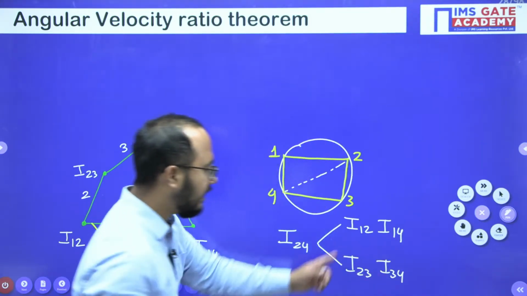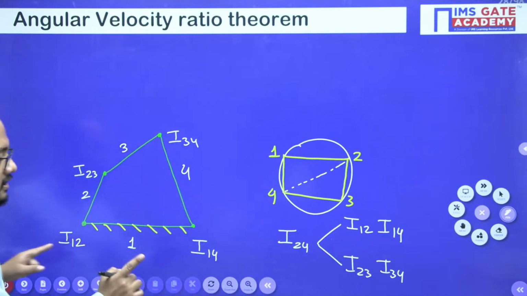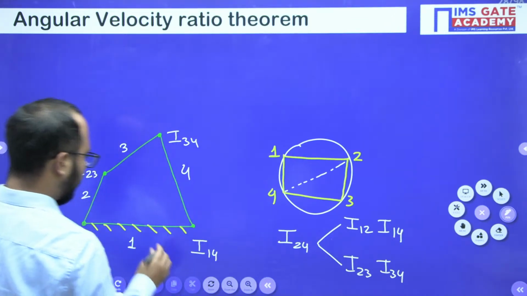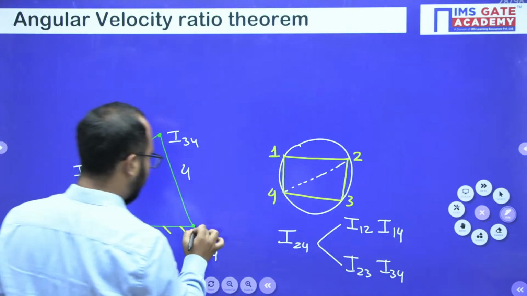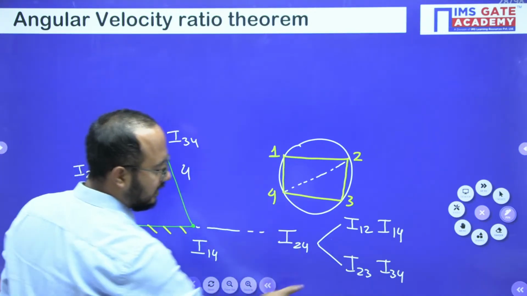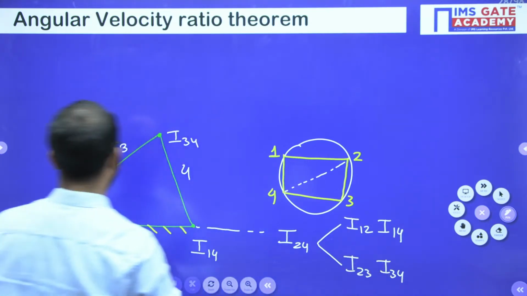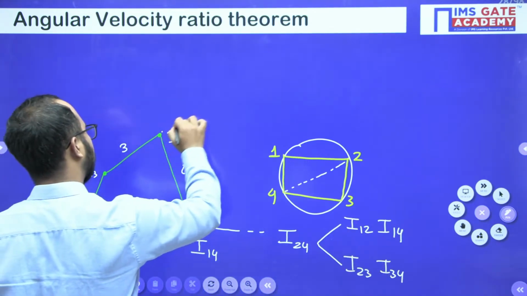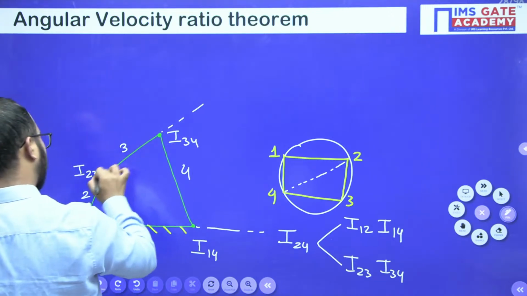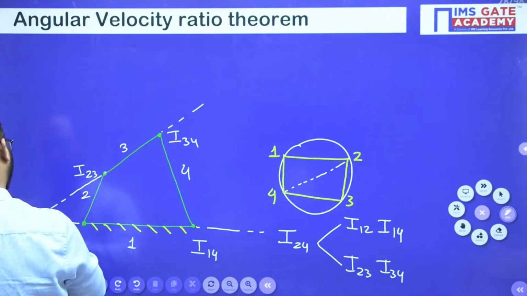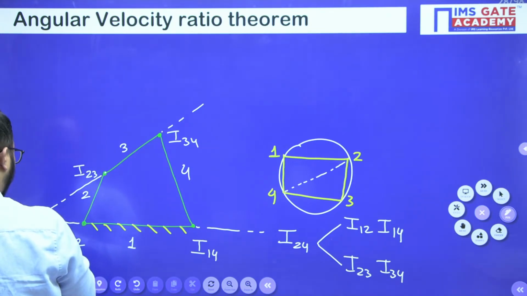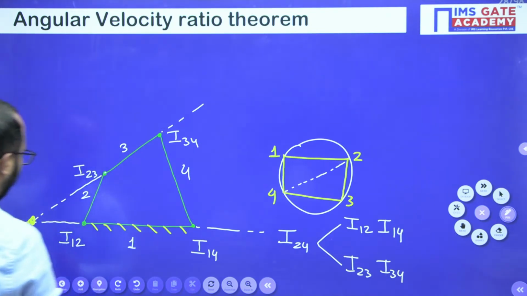Now you should draw the line 1, 2 and 1, 4. A line consisting of I12 and I14. I will draw a line here consisting of 1, 2 and 1, 4. Another line consisting of 2, 3 and 3, 4. This is 2, 3. So here it is meeting. This is my I24.